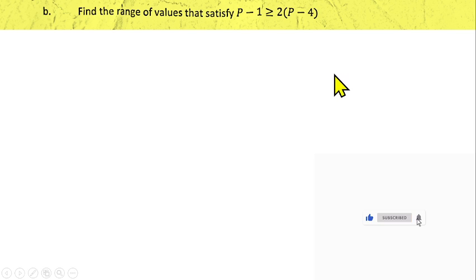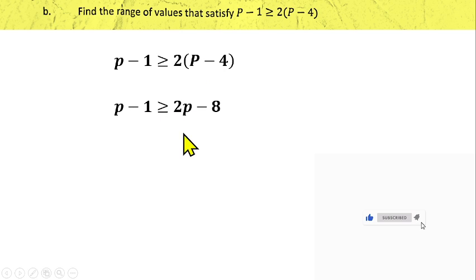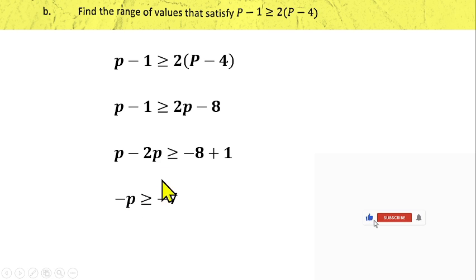All you need to do is to open the bracket first. So if you open the bracket, you have p minus 1 greater than or equal to 2 into p minus 4. Open this bracket, so we have p minus 1 greater than or equal to 2p minus 8. Collect like terms. So I have p minus 2p greater than or equal to minus 8 plus 1. So p minus 2p will give us minus p greater than or equal to minus 7. Multiply both sides by minus, so we'll have p less than or equal to 7, which is the solution for that question.